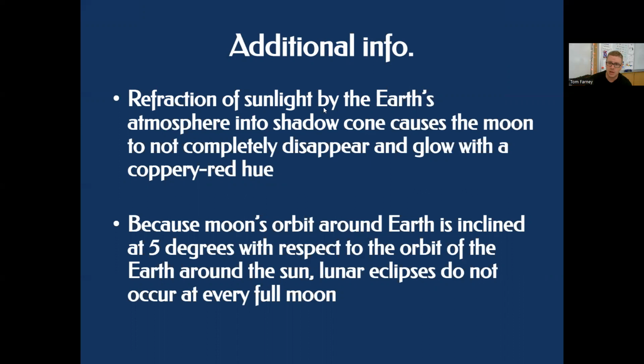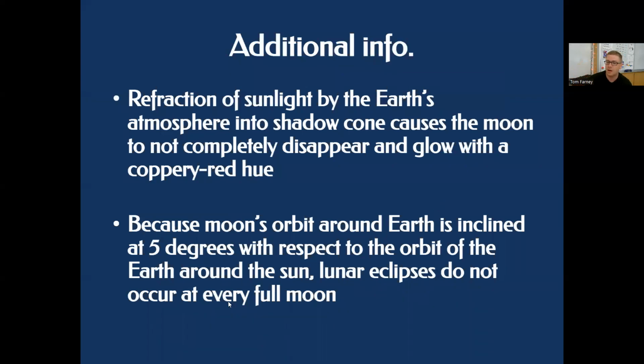Here's a little bit of additional information. That refraction of sunlight by the Earth's atmosphere into the shadow cone causes the moon to not completely disappear, and that's how we get the cool red color. So it's the sunlight refracted by the atmosphere into the cone that allows the moon to get that different colored hue.